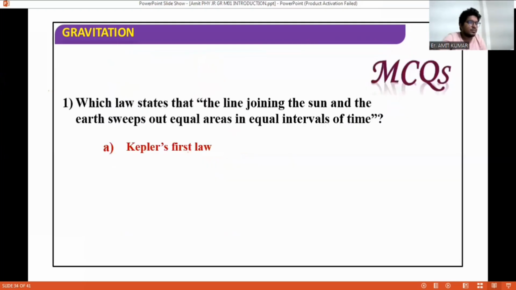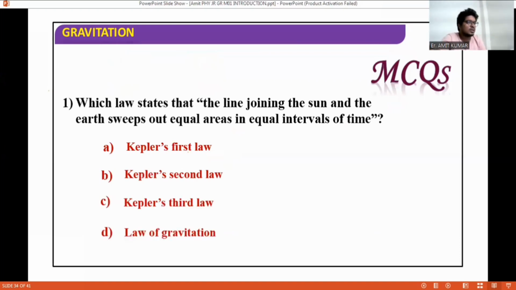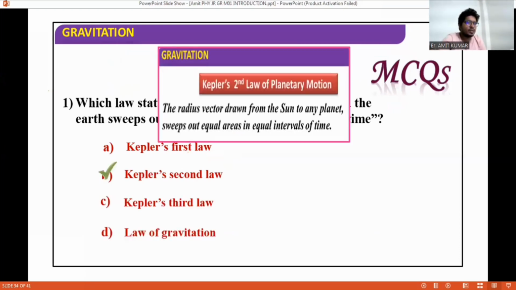Which law states that the line joining the sun and the earth sweeps out equal areas in equal intervals of time? Kepler's first law? Not at all. Kepler's second law? It seems so. Third law? No. Gravitation? No. So the answer is Kepler's second law. The radius vector drawn from the sun to any planet sweeps out equal areas in equal intervals of time.